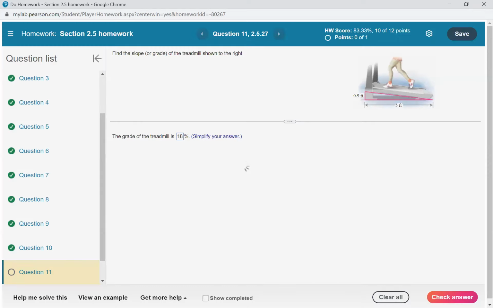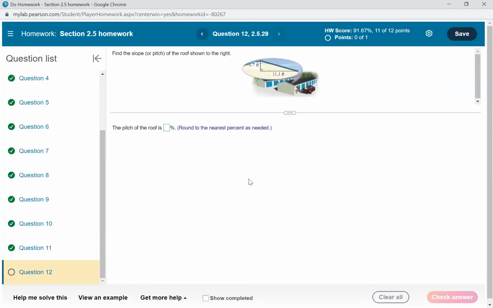All right, y'all, look at that. The last problem you're going to have to do. And it says find the slope or the pitch of a roof. And this is how to figure out the pitch of your roof. So notice on the left side, the rise is 0.7. The run is 11.3. So notice they want this in percent again.